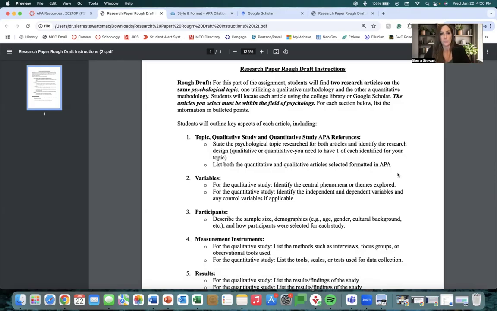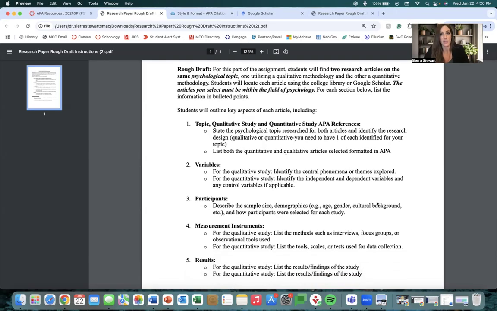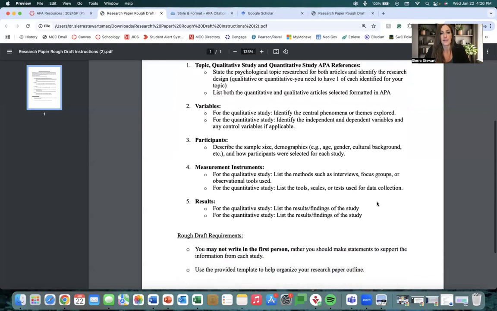So the first one, you're looking at your topic. So state whatever psychological topic that you're selecting, and then you're going to list both the quantitative and qualitative references in APA. All right. And then your variables. For the qualitative study, you're going to identify the central phenomenon or the theme, and it will tell you that. And for the quantitative study, you're going to look at the independent and dependent variables, and if there's any controls as well. Then you're going to be looking at the participants.